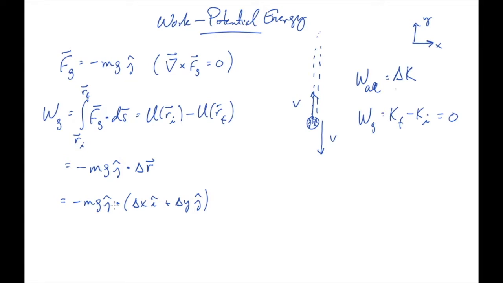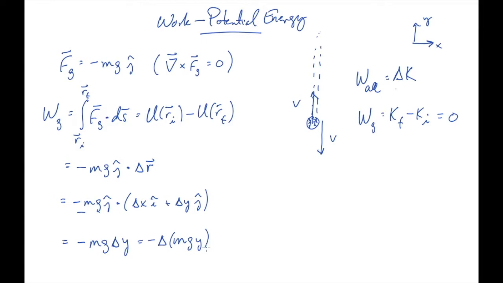All of the work done by gravity comes from dotting this j hat into this j hat. And so you get minus mg delta y. The work done by gravity is minus mg delta y, which we can write as minus delta mgy.